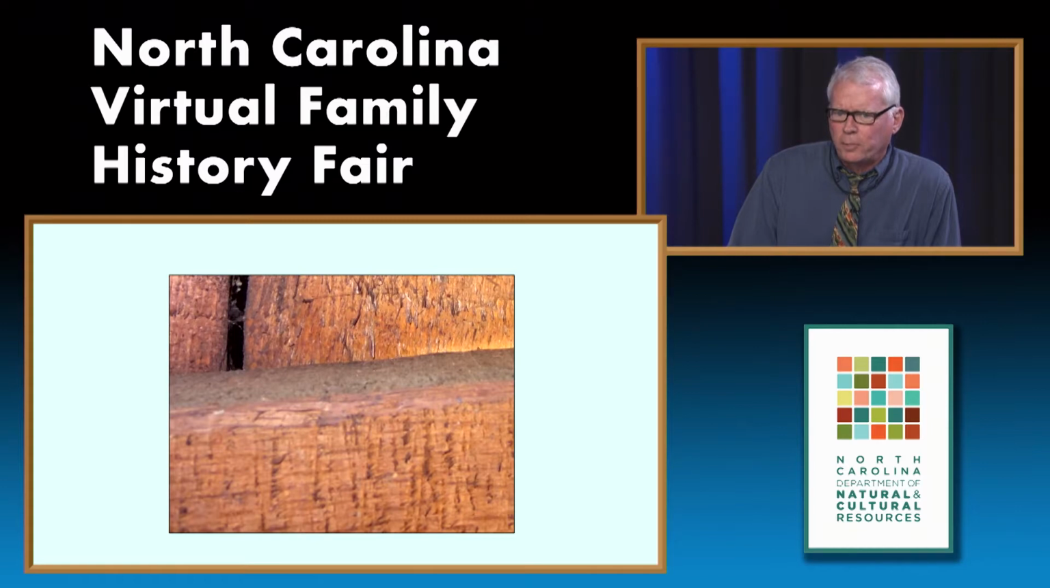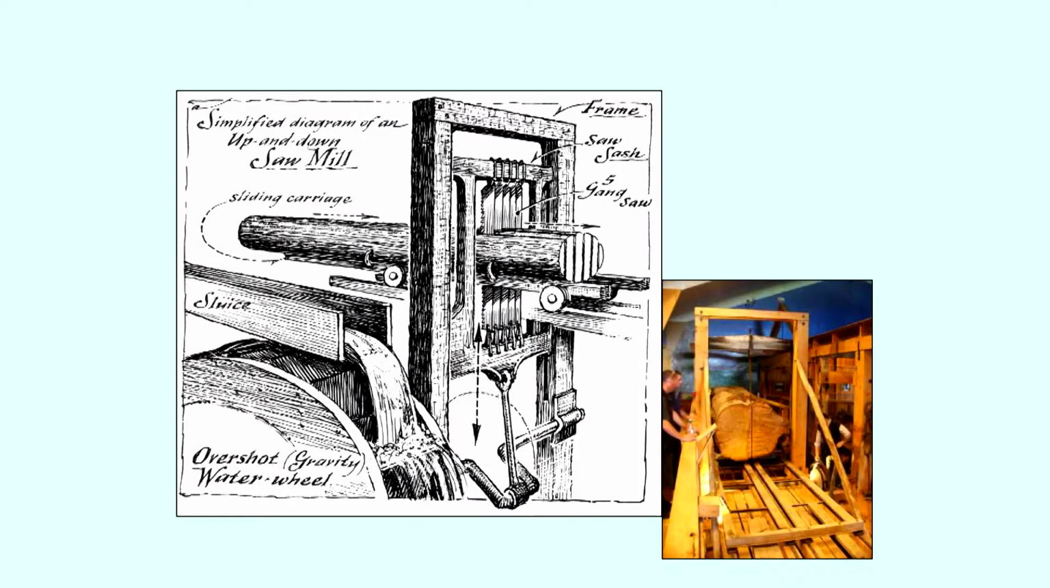Kind of the next step in the evolution of wood technology would be the introduction of the sash saw or water-powered saw. We've got a mechanized system of sawing the wood. We've got the vertical up and down saw blades, and as that cuts the wood, it leaves very characteristic, very regularly spaced parallel saw marks perpendicular to the grain of the wood. Characteristic of the first half of the 19th century.